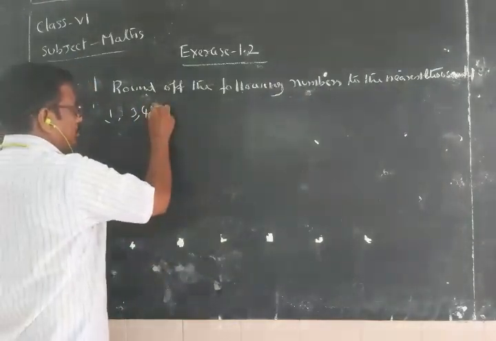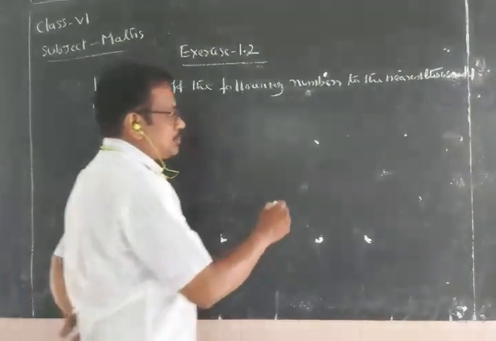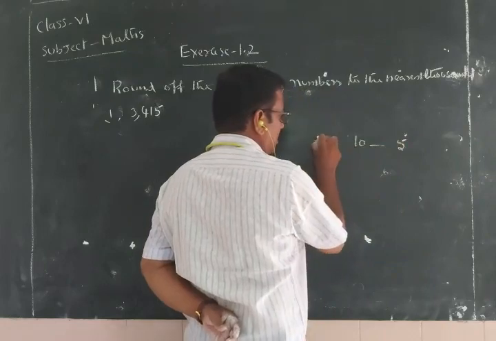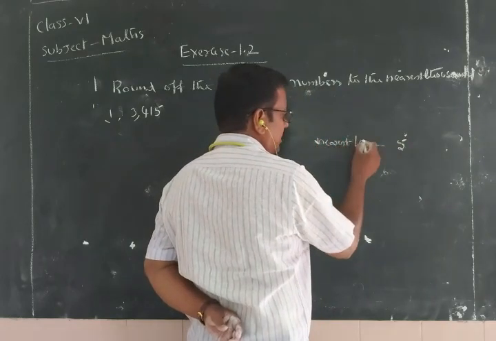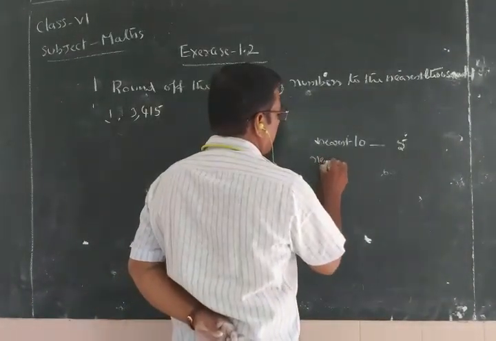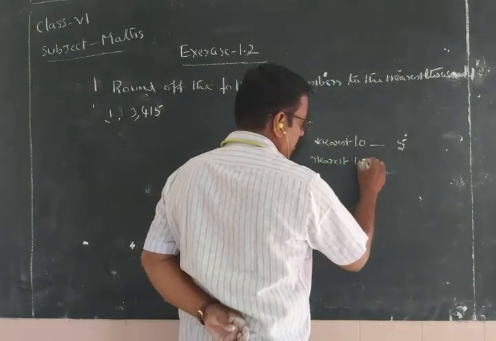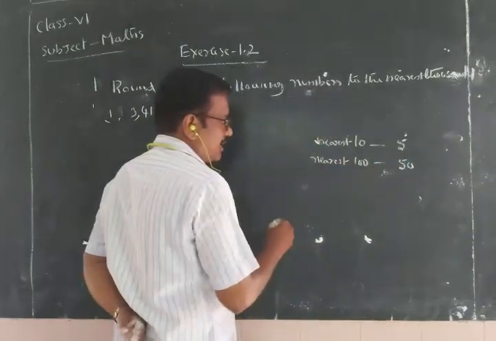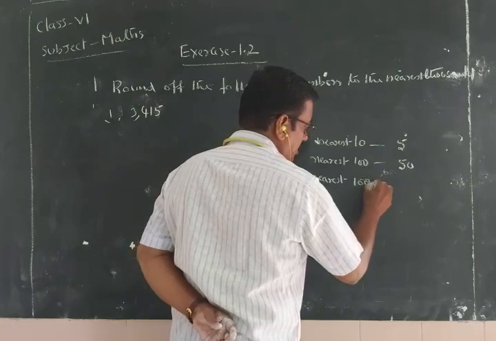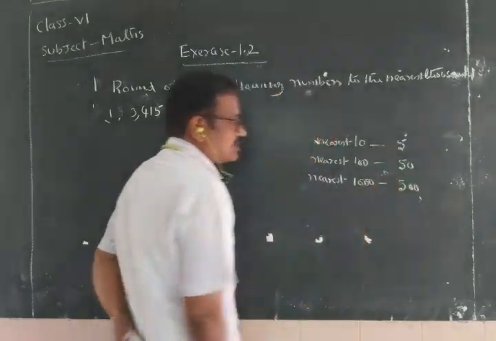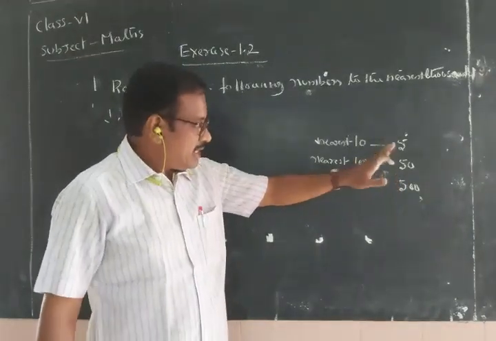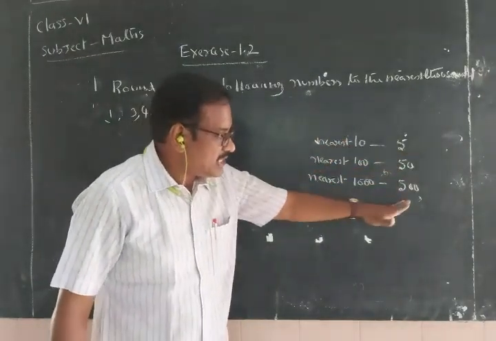3,450. So nearest 10 means what to do? Nearest 10 means which number to take? 5. Nearest 10 is the middle. What is the number? 5. Nearest 100 is 50. Okay, so nearest 1,000 is 500. So this is the border, the middle border of the numbers. So nearest 10 is 5, nearest 100 is 50, nearest 1,000 is 500.